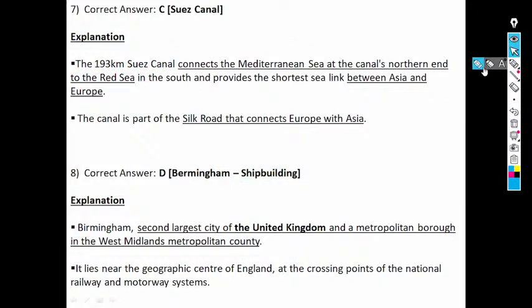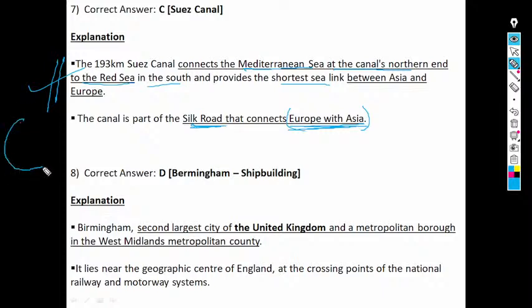Suez Canal, particularly we'll discuss the Suez Canal. It is 193 kilometers. The Suez Canal connects the Mediterranean Sea at the canal's northern end to the Red Sea to the south. It provides the shortest sea link between Asia and Europe. The canal is a part of the Silk Road that connects Europe with Asia, particularly.